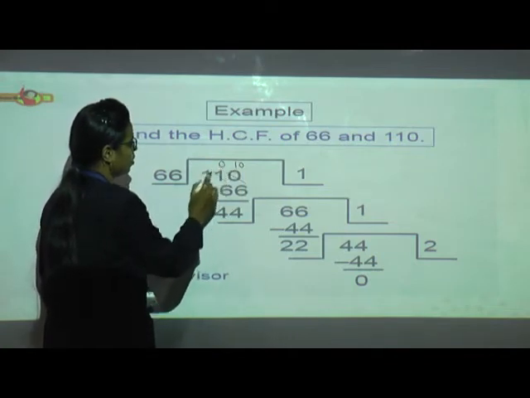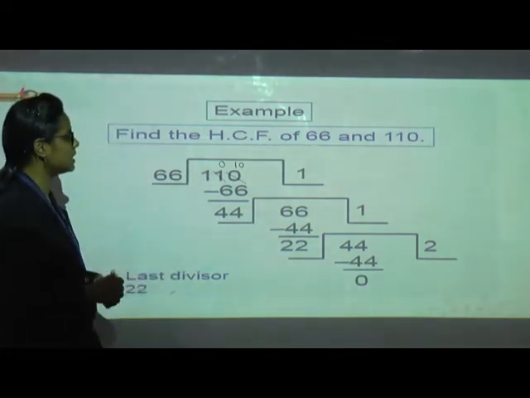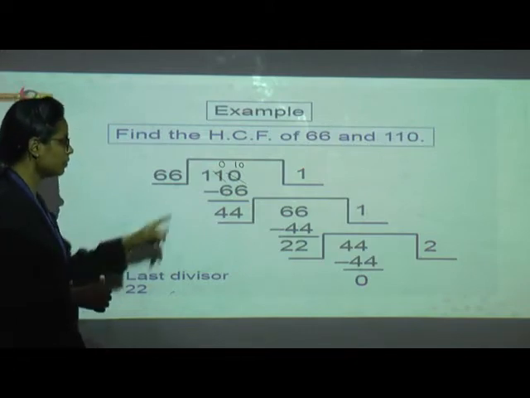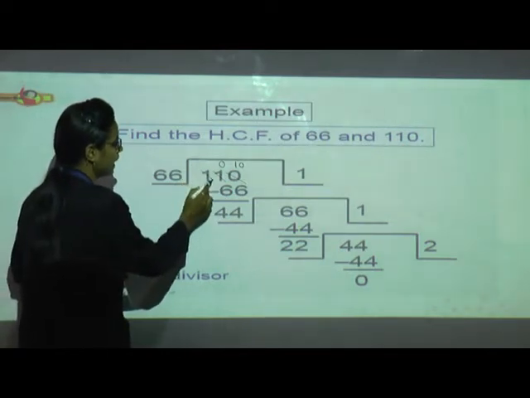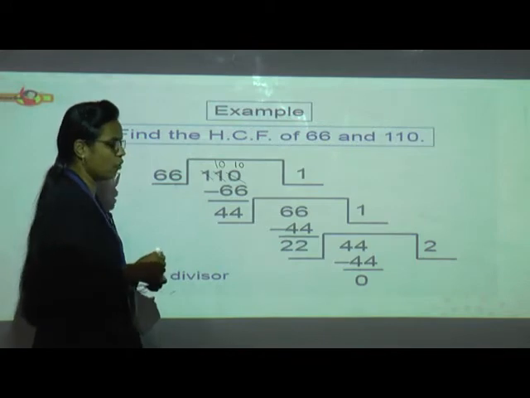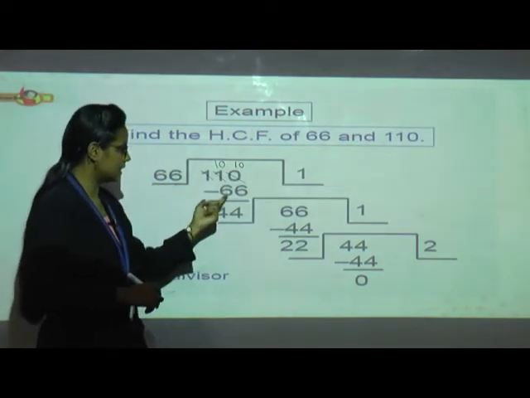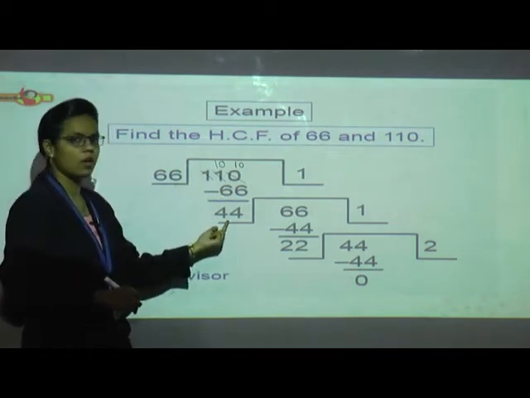It becomes 0, and here it is 1. So 10 minus 6 is 4. Again 0 minus 6 can't go, so we borrow from here. It becomes 10. 10 minus 6 is again 4. So 66 ones are 66, and 110 minus 66 we got 44.